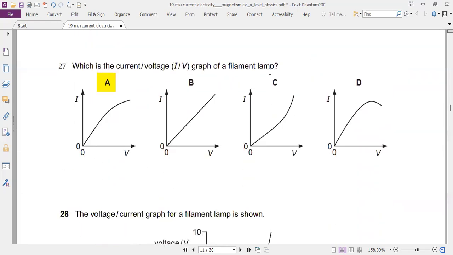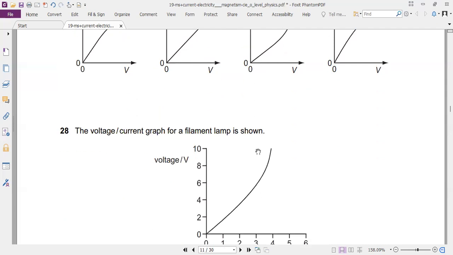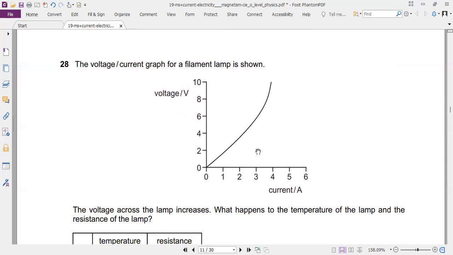Number 27, which is the graph for a filament lamp. A filament lamp is something that shows deviation from the voltage-current linear relationship at high temperatures. So this is shown here. This one is an ohmic conductor. This one is impossible, and this one is something we don't study in this course. Actually, it's given. No, this one.